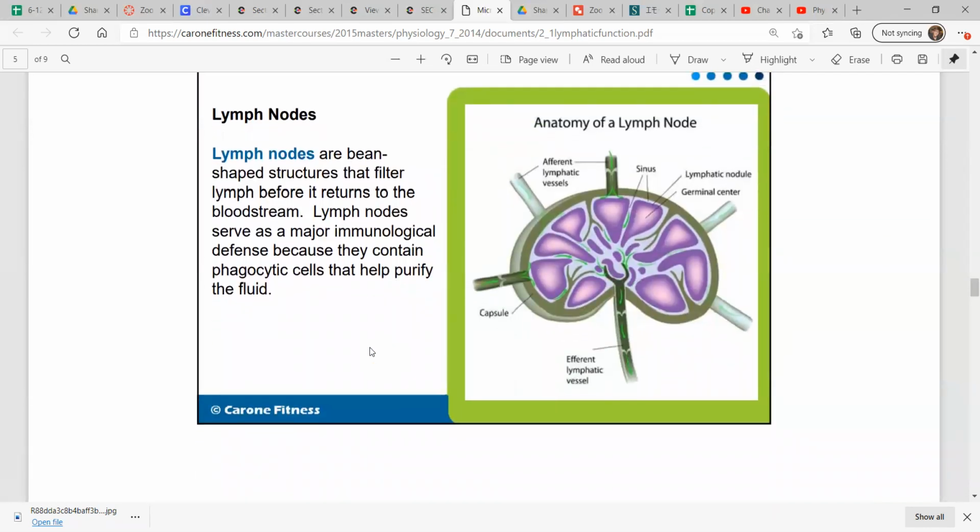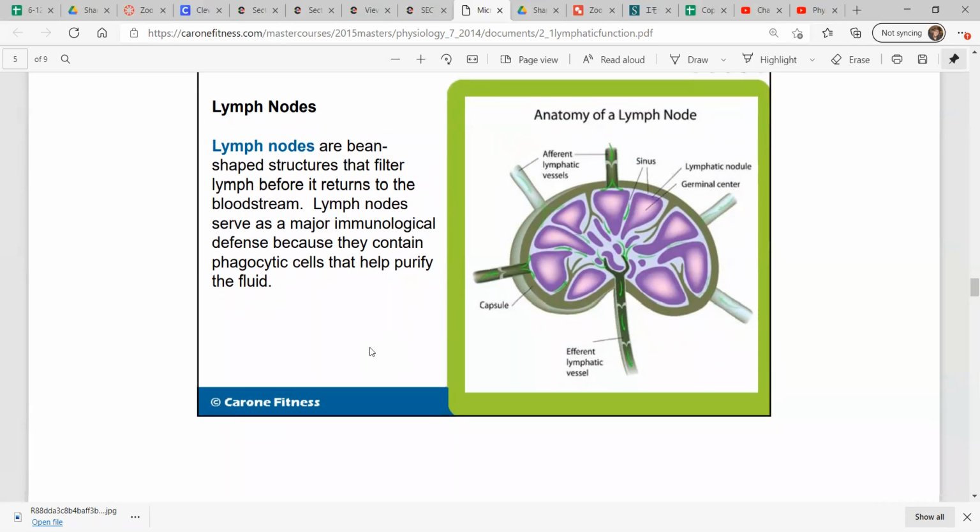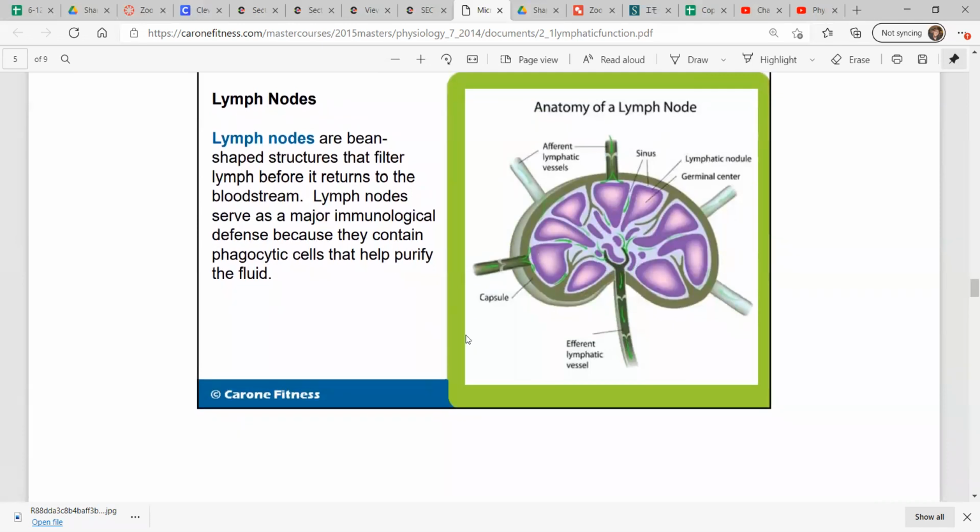Lymph nodes are bean-shaped structures that filter lymph before it returns to the bloodstream. Lymph nodes serve as a major immunological defense because they contain phagocytic cells that help purify the fluid. And here's the anatomy of one of those nodes.